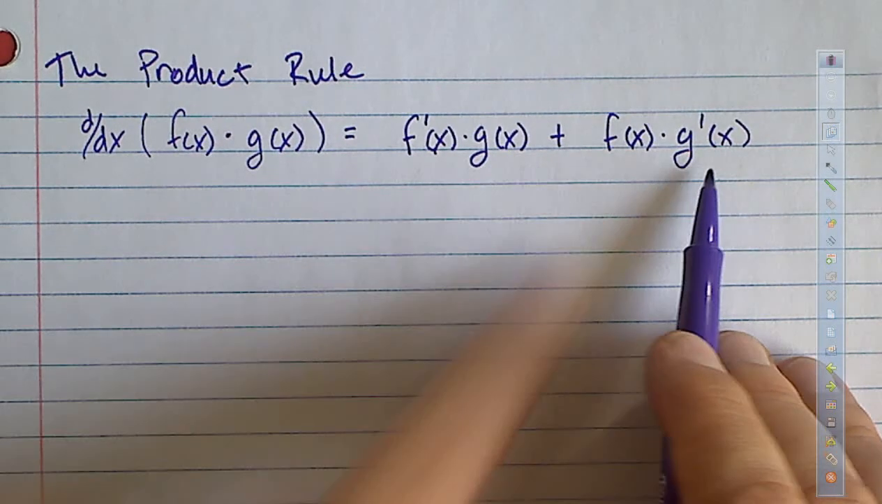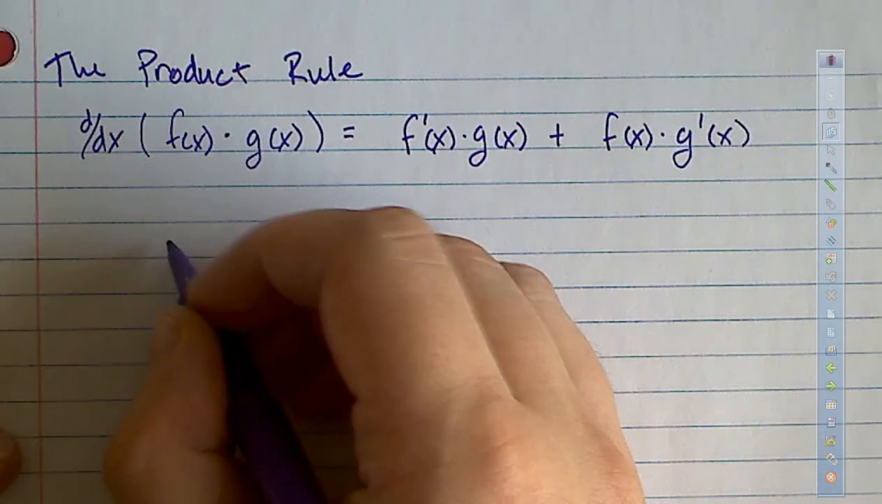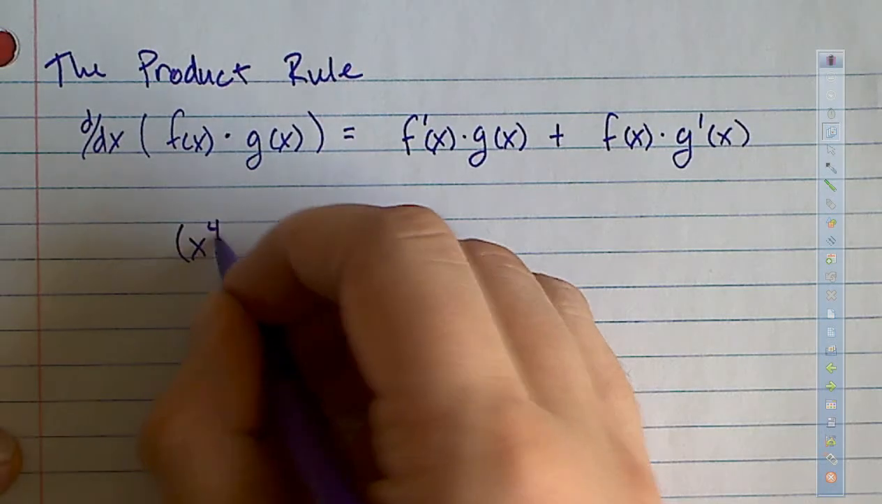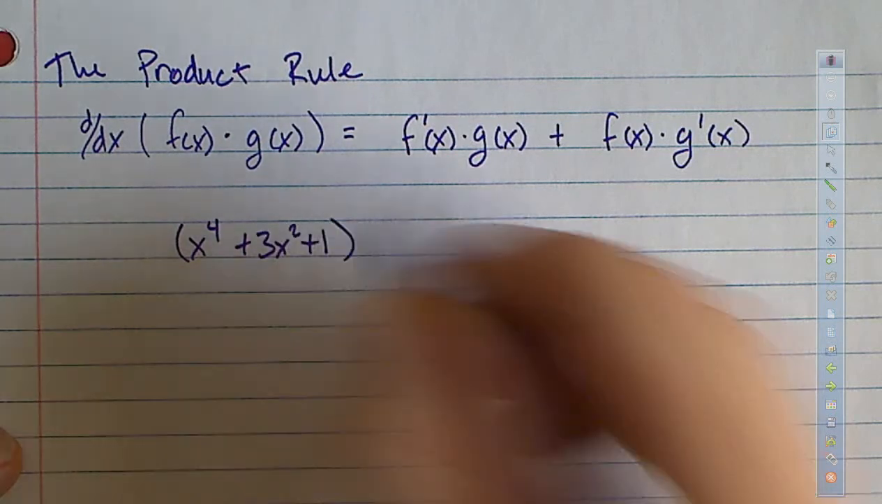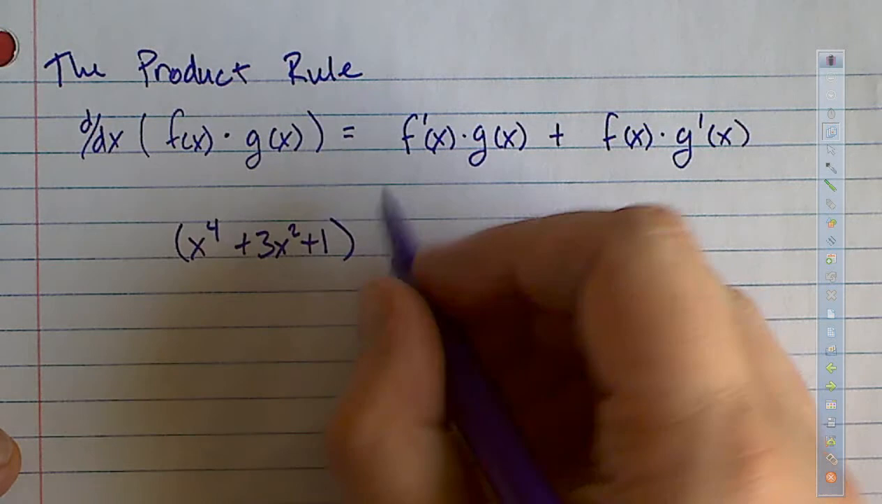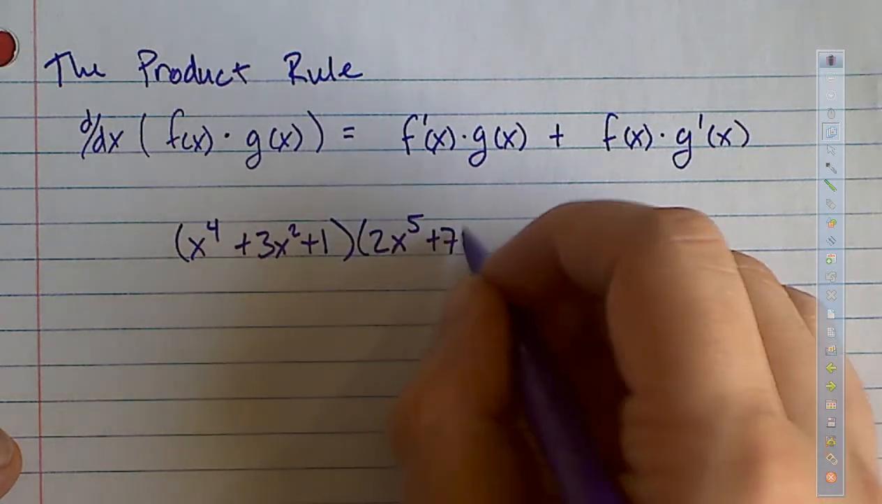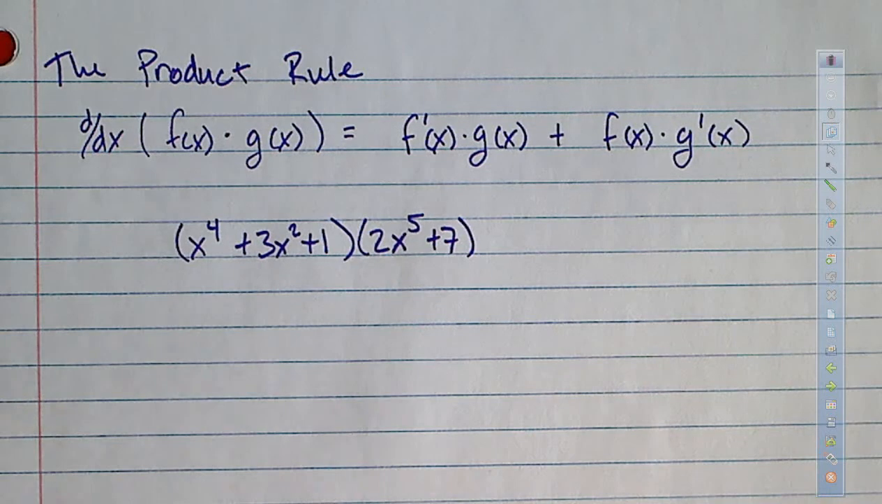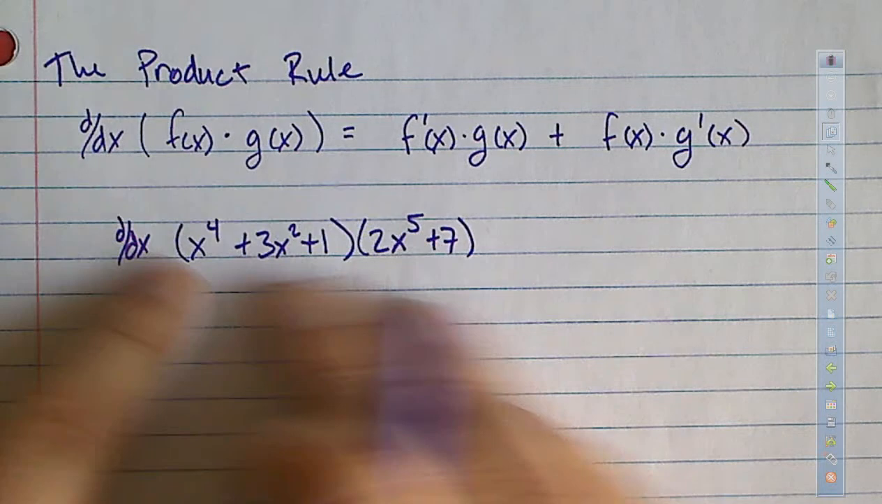Okay? So I'm going to show you a simple application of this, and then I'm going to kick it up a couple notches, and I'll show you a more complicated application of this. So let's say that we have a function here that is, say, x to the fourth plus 3x squared plus 1, and we're multiplying that by 2x to the fifth plus 7, and I want to find the derivative of the whole thing. So I want to find d dx of that whole thing.